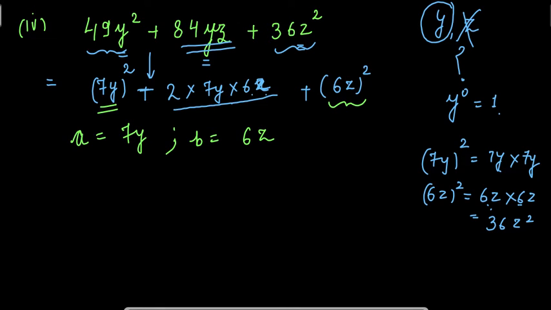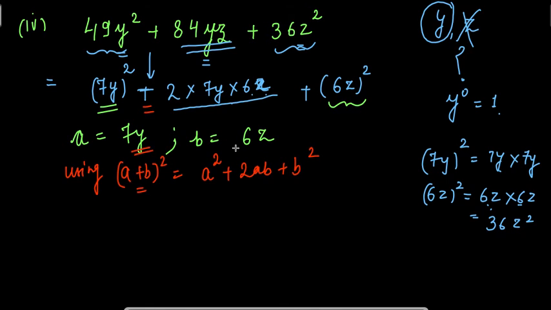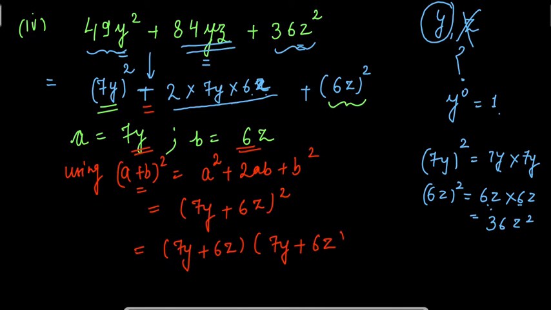Now using algebraic identity, we have to define using a plus b whole square. We will take a plus b because we are having plus 2ab. If we have minus 2ab, then we make use of a minus b whole square, right? So this is a square plus 2ab plus b square. We have already defined what is a, what is b. So we can directly write, therefore the factors will be 7y plus 6z whole square, and hence you can expand the factors as 7y plus 6z into 7y plus 6z. So this is how you will be doing the factorization of the given expression using algebraic identities.